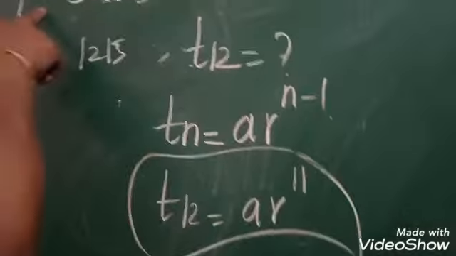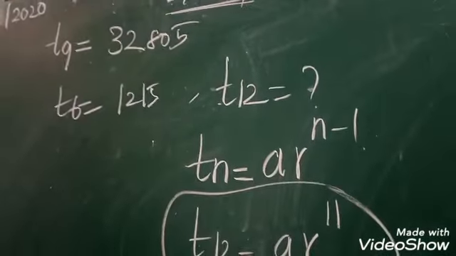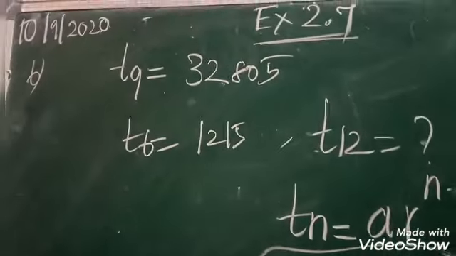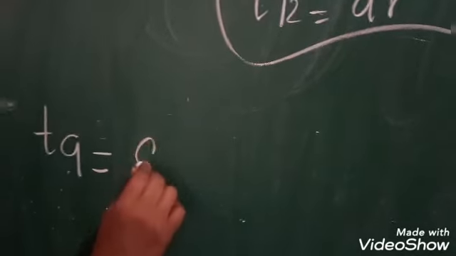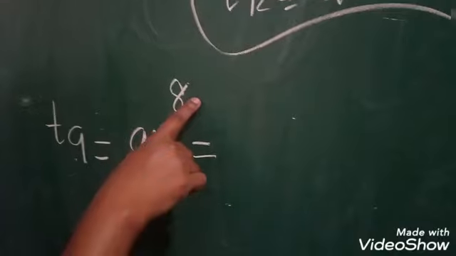Yes, the given terms, the 9th term and the 6th term. From these terms we have to find out A and R. Afterwards you have to substitute. Okay, now let us see T9. How do you write T9? A r power 8. Okay. How do you write 8? Yes, 9 minus 1.